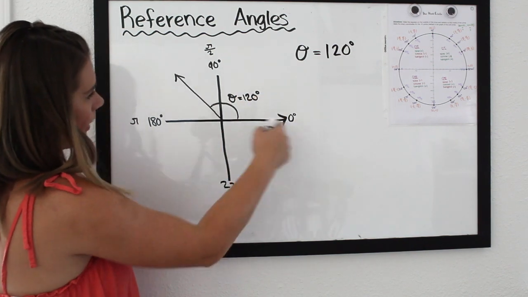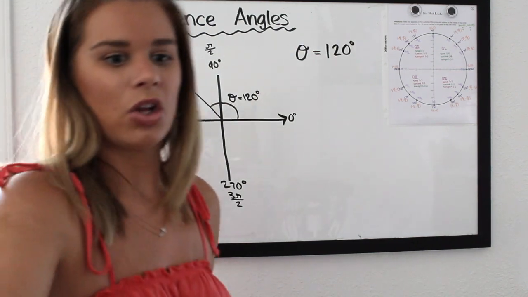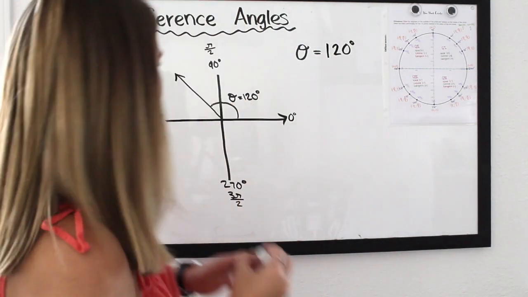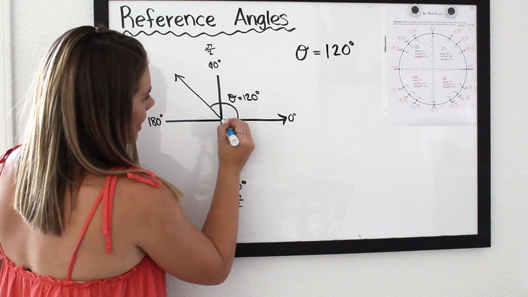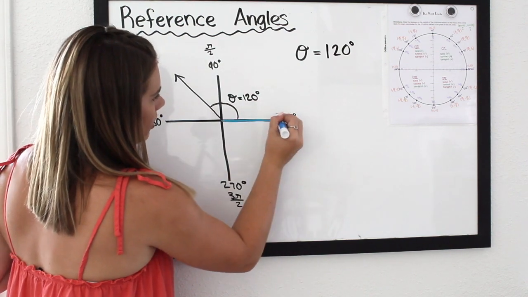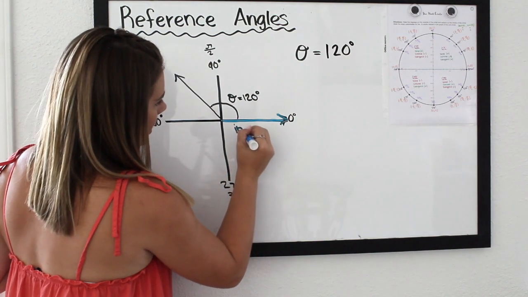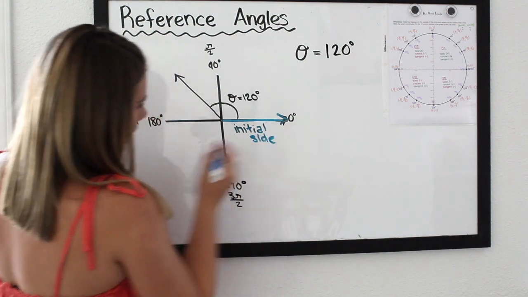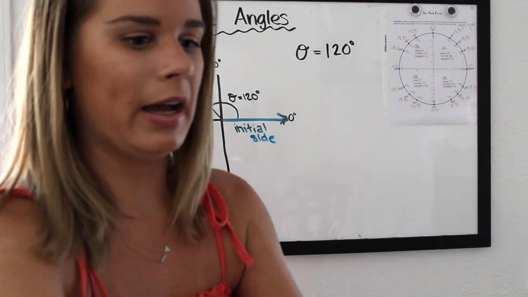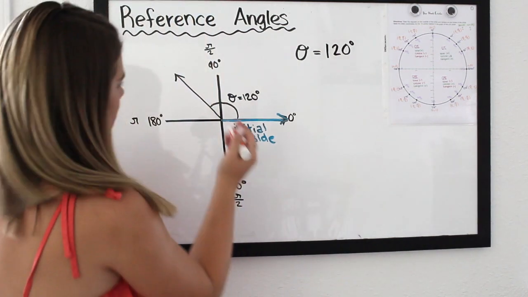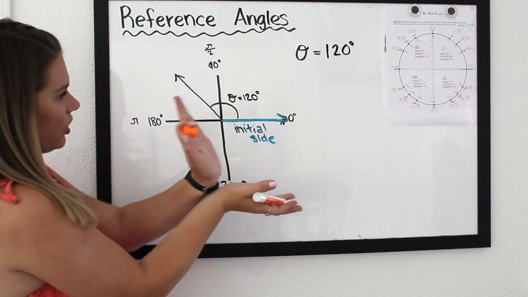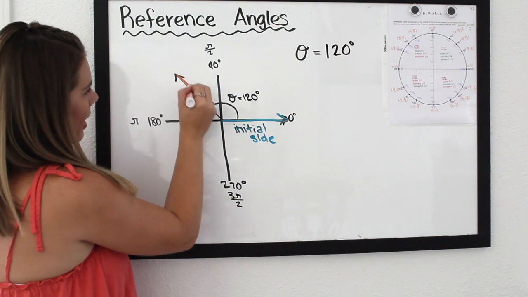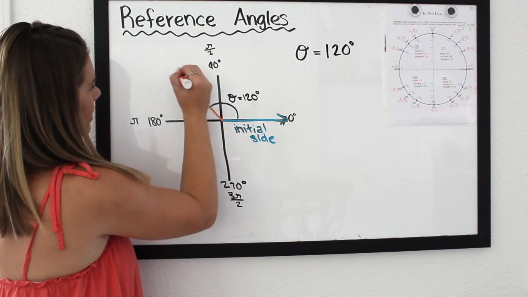And so this angle right here I've drawn, actually I'm going to draw it in a different color so you can see it a little bit better. So right here for my 120 degree angle, I have my initial side. And for the side that moved and opened to where I wanted it to open, I have my terminal side.